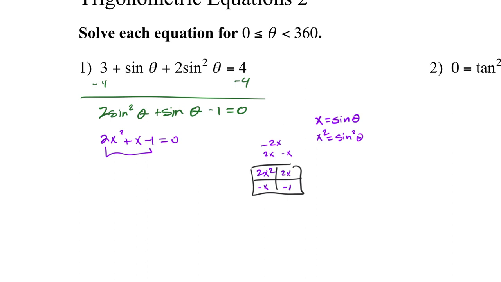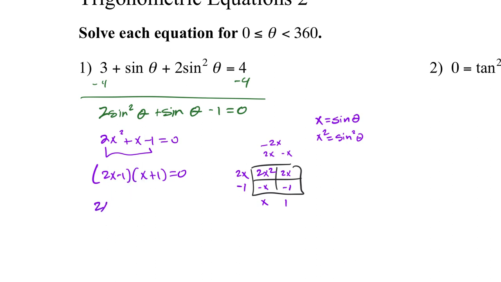And factor out on the first line, so I get 2x. On the second line, I'm factoring out negative 1. On the first column, I'm factoring out an x. And on the second column, I'm factoring out a 1. So that means my factorization here is 2x minus 1 times x plus 1 equals 0. Again, my product: 2 times x is 2x squared. Negative 1 times positive 1 is negative 1. And then 2 times 1 is 2. Negative 1 times x is negative x. So 2x minus 1 is x.